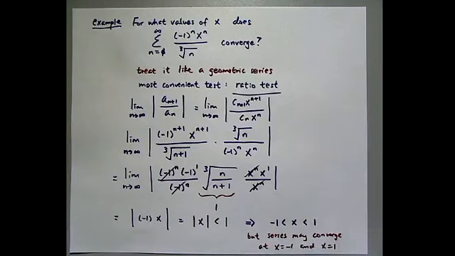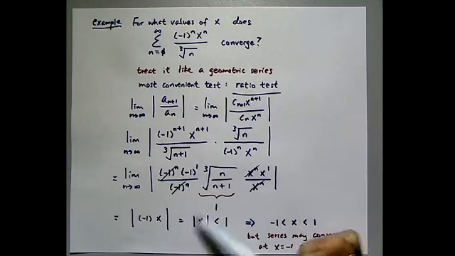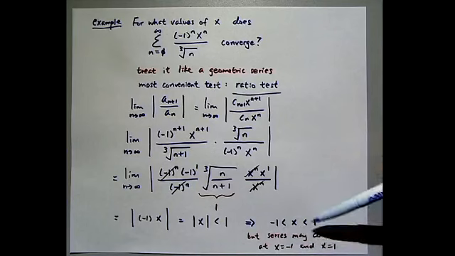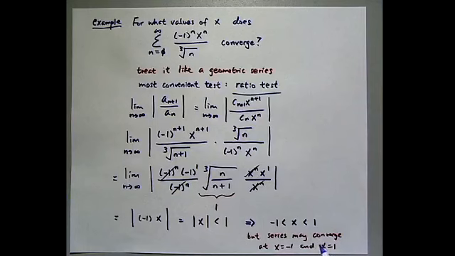Now the tricky thing here is, remember, when x is exactly equal to minus 1, then the ratio is exactly equal to 1. That's when the ratio test doesn't tell you anything about the series. So we have to check the endpoints, because the ratio test would not tell us about what happens at the endpoints. That's one of the weaknesses of the ratio test. So we've got to check that.